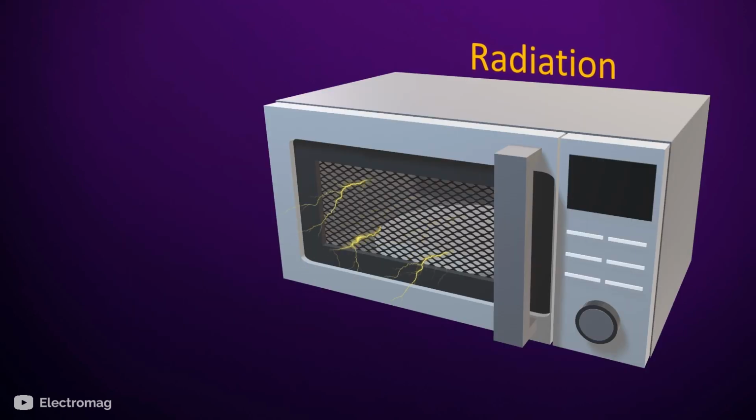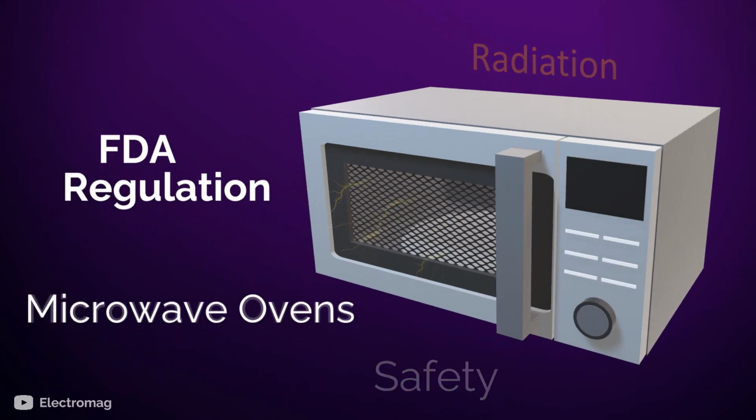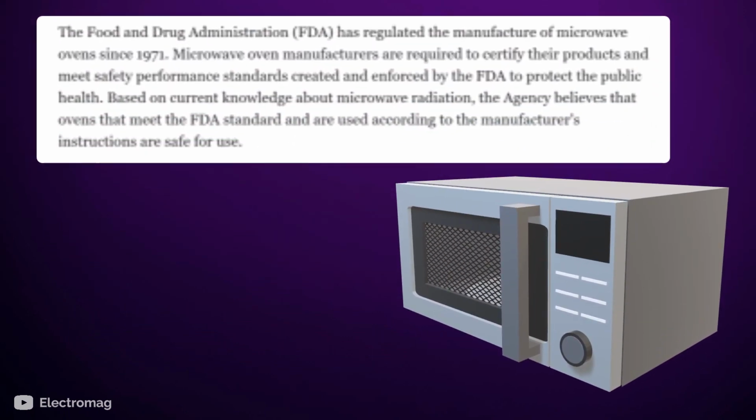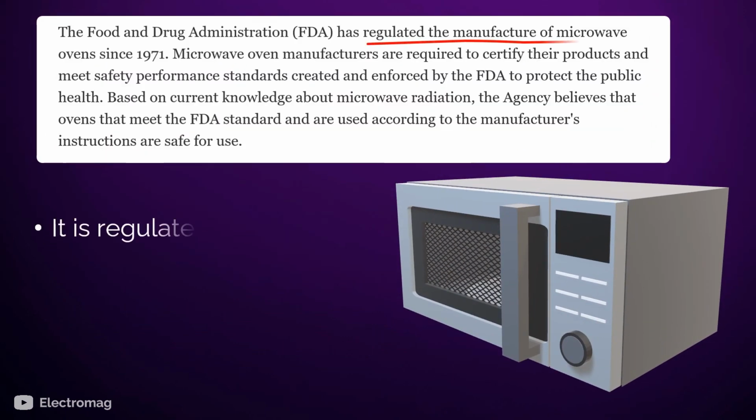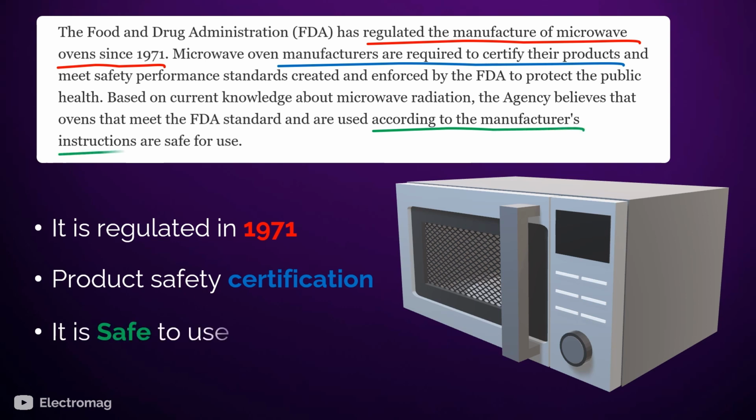Well, the primary concern is how we can be affected by radiation leakage, given the presence of high power waves inside the microwave oven. The FDA has taken steps to address this concern for us. The FDA has regulated manufacturers since 1971 and requires them to obtain a certificate for health safety, ensuring us that it is safe to use microwave ovens.